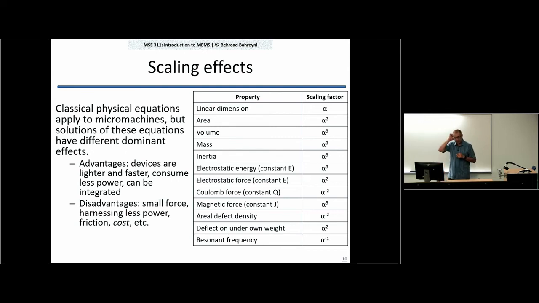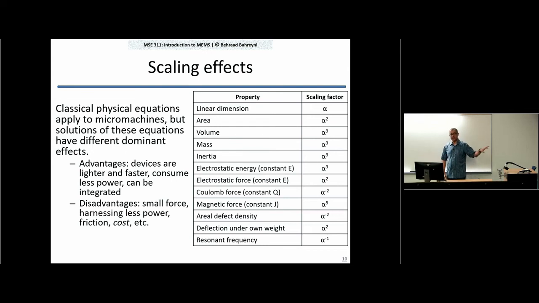And resonant frequency, which is a measure of how fast your mechanical system responds to an input, goes down with alpha to the -1, meaning that if you make the system smaller, if you take that beam and make it 1/10 the length, its resonant frequency goes up by a factor of 10. Well, I mean, if you scale all dimensions by a factor of 10. So these small devices respond faster. They act more quickly on command signals. So that's another opportunity, right?